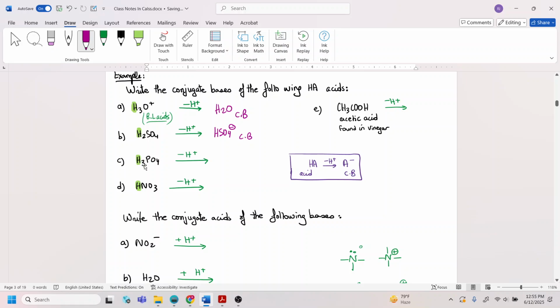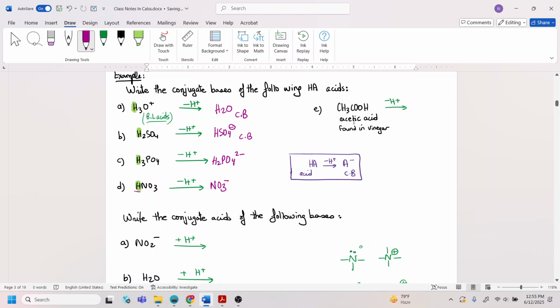Same thing for the H3PO4. If it loses just one of the hydrogens, then it's going to become H2PO4, and it is going to be a 1 minus. HNO3 loses a hydrogen, right? So that is going to be NO3, and it is a minus. You can find these charges in the polyatomic table.